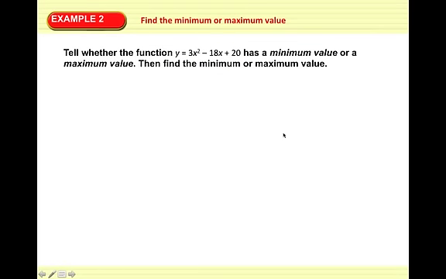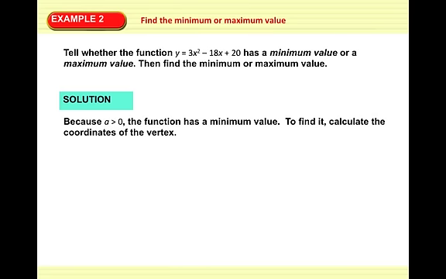Tell whether the function 3x squared minus 18x plus 20 has a minimum value or a maximum value, then find the minimum or maximum value, depending on which one it has. Okay, so you look at what a is. a is 3. Because a is positive, it opens upward. I always draw just a little tiny picture. It opens up, so I can tell it has a minimum value. So that's the first thing we have to tell. It's going to be a minimum value.